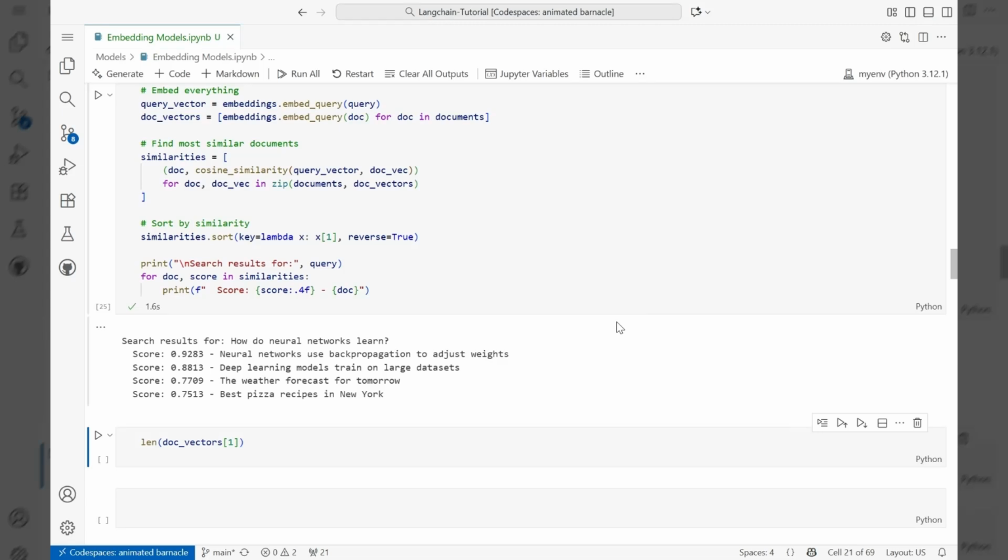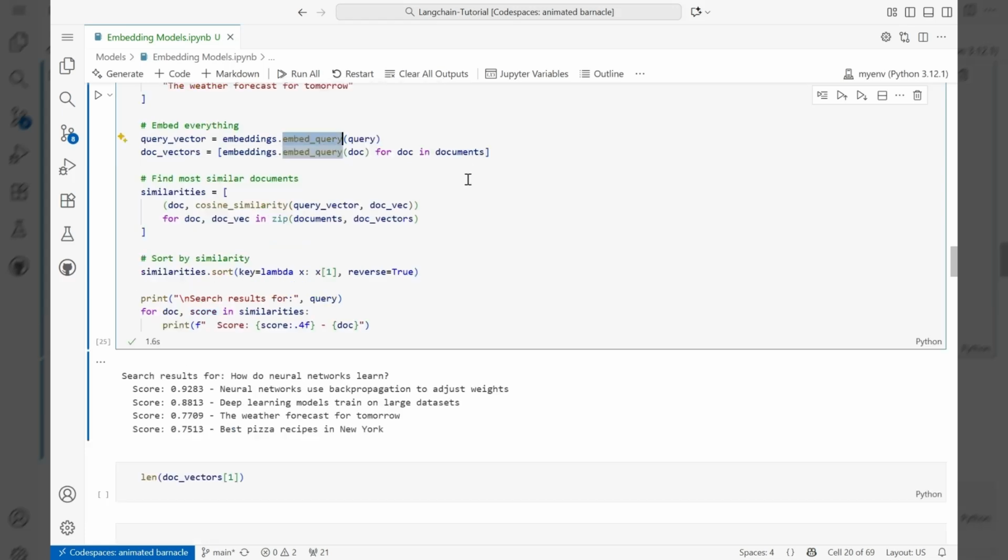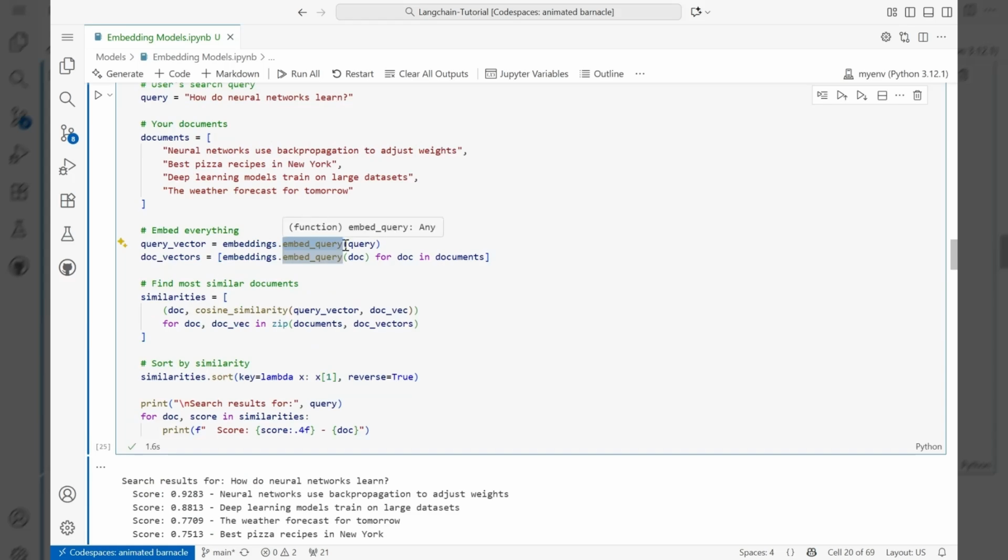Now let's talk about how LangChain standardizes working with embeddings. Till now, for creating embeddings of any text, I am using embed query. So what does embed query do? It creates a single embedding for a single piece of text or single paragraph of text. That's why for all the four responses, I'm running them in a loop.